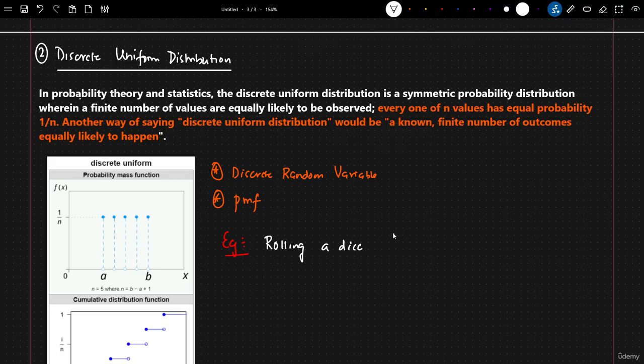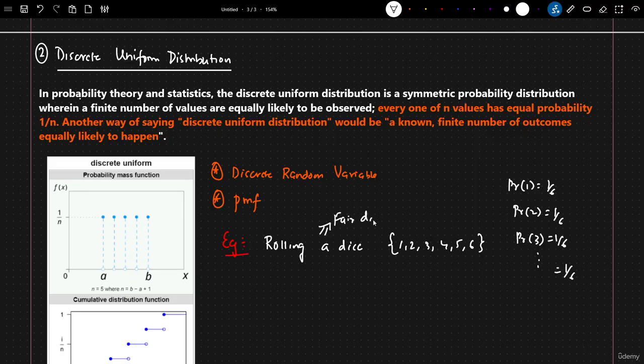Now in the case of rolling a dice, the outcome is 1, 2, 3, 4, 5, 6. And you also know that the probability of 1 will be 1 by 6. Probability of 2 will be 1 by 6. Probability of 3 will be 1 by 6. Like that, the probability of any number will be the same. Why? Because we consider this a fair dice. So just by seeing this probability mass function, you will be able to see that my value will be ranging between a comma b, right? A comma b basically means 1 comma 6, right?